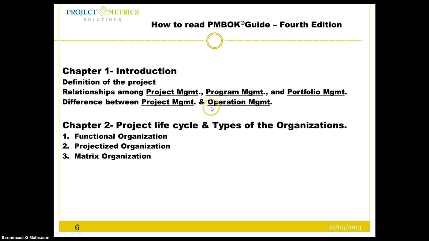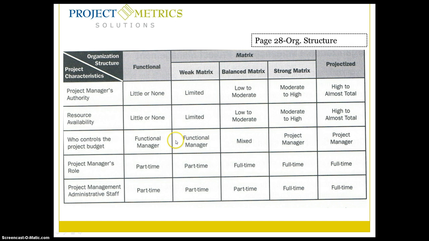Chapter 2, you will find in it the project life cycle and the types of organization. The three most common organization structures are functional, projectized, and matrix organizations. On page 28, you have to familiarize yourself with the functional, matrix, and projectized structures to know your role or your responsibility in the functional environment, the matrix environment, and the projectized environment. You will find it varies in terms of resource availability and the budget.